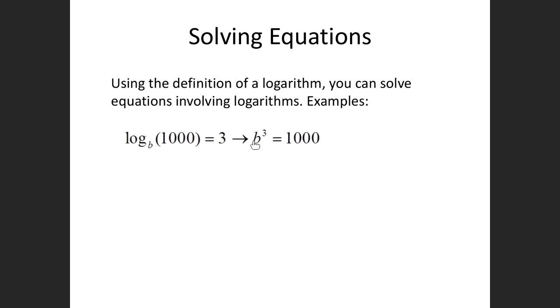So what base taken to exponent 3 will give me 1000? Well, that is 10, right? 10 cubed, 10 times 10 is 100, 100 times 10 is 1000. So b cubed is 10 to the third power. Yes? All right, so in my answer, b is equal to 10, a base 10.